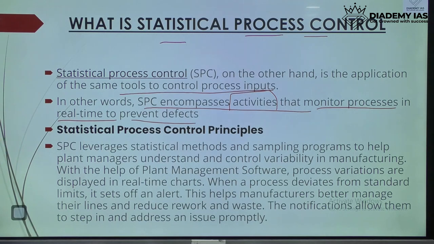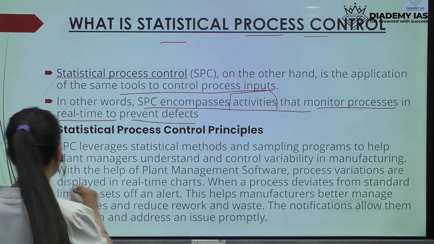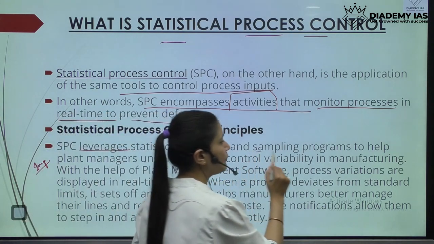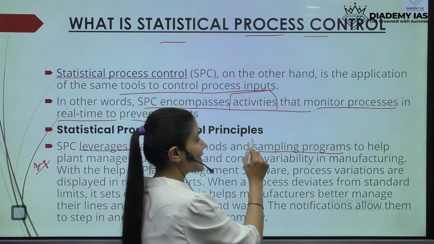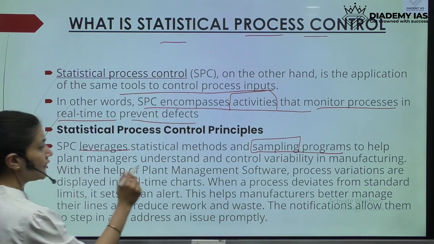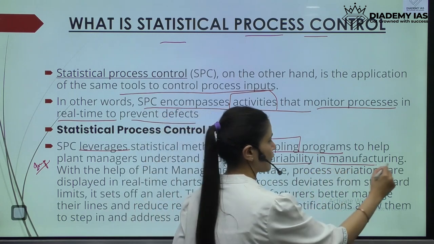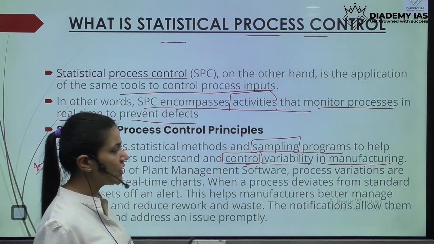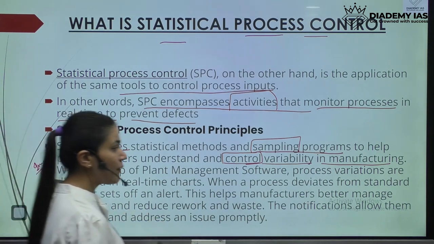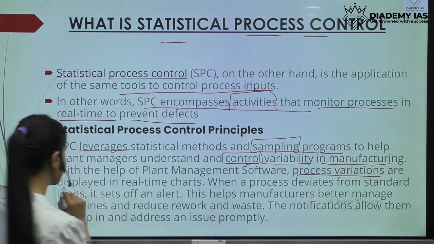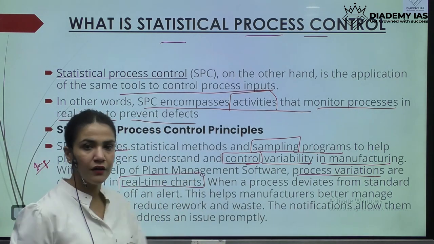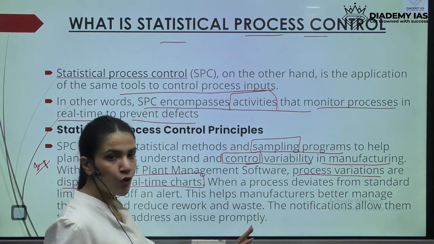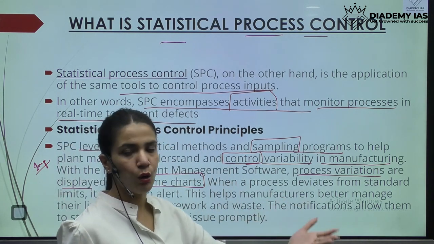Now, statistical process control principle, let's read this paragraph, and it's a very important paragraph. Let's read and understand it very carefully. SPC leverages statistical methods and sampling programs. Please emphasize the words sampling programs, to help plant managers understand and control variability in manufacturing. Again, a very important word, control. With the help of plant management software, right now we are in a digital age, so we have a lot of such software available, process variations are displayed in real-time charts. So we have a graphical representation of the data that we have, and we represent it in the form of a chart, and later on we plot it on the graphs.